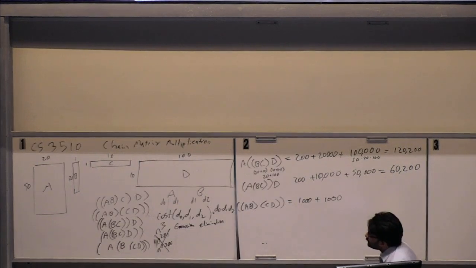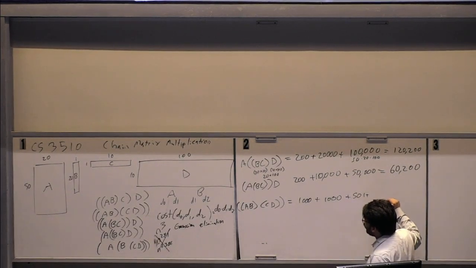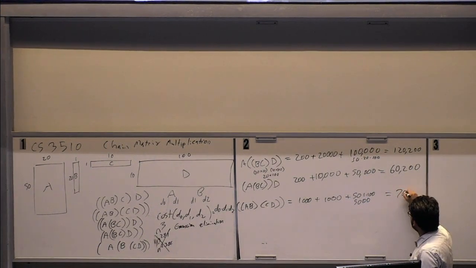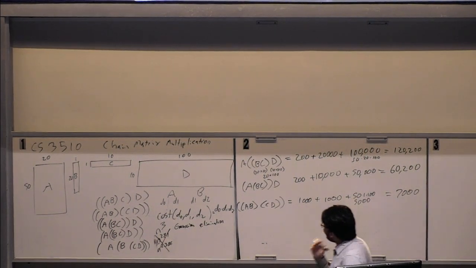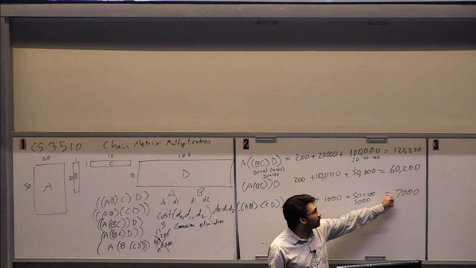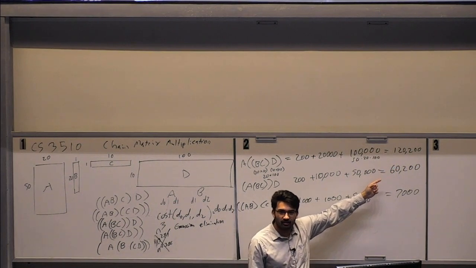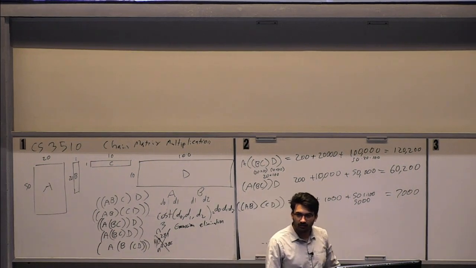And then you're going to be left with a 50 times 1, plus 1 times 100, which is going to equal 5,000, right? So this is going to only be 7,000, right? So choosing the order to multiply matrices matters immensely. 7,000 is a much smaller number than 120,000. I mean, that's a difference that a computer would notice. When you hit the enter key, it's the difference between it finishing instantly and finishing 2 seconds later.